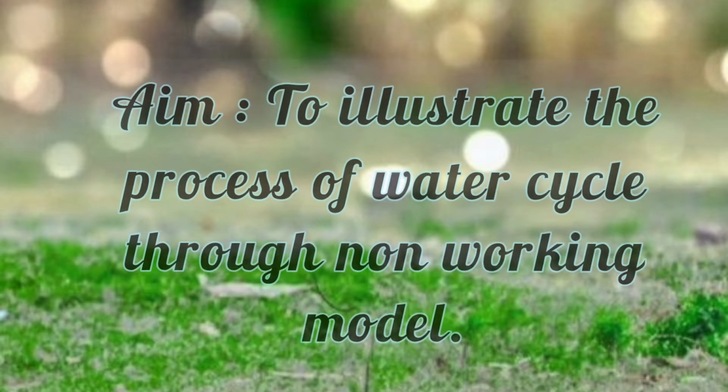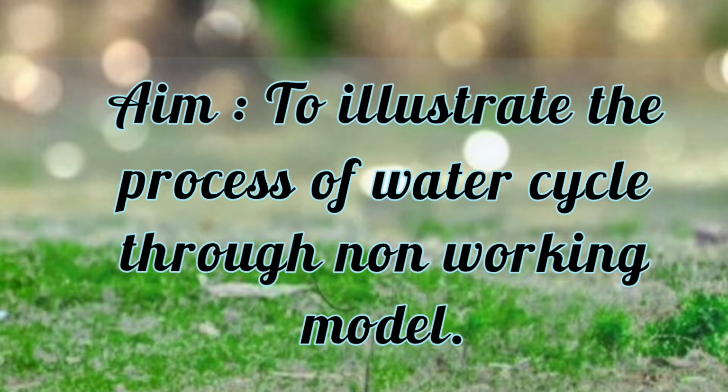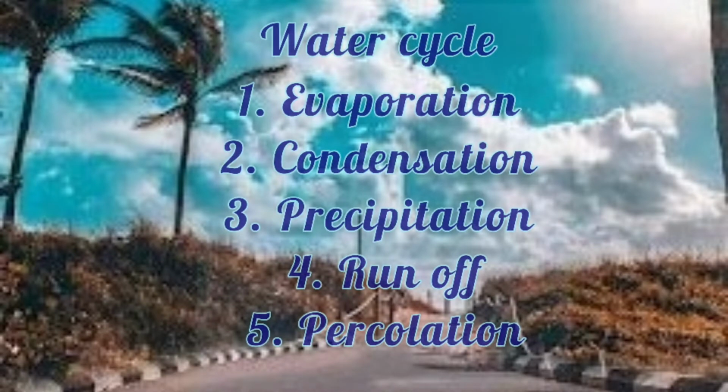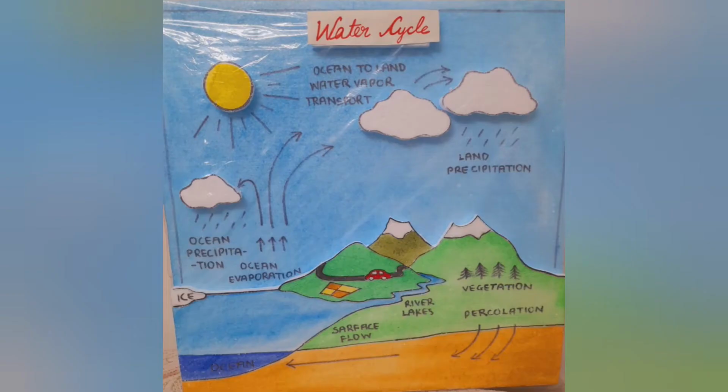The aim is to illustrate the process of the water cycle through a non-working model. The water cycle basically consists of five steps: evaporation, condensation, precipitation, runoff and percolation. We all know that water can be found in all three forms, solid, liquid and gas, at any given time somewhere on the earth.